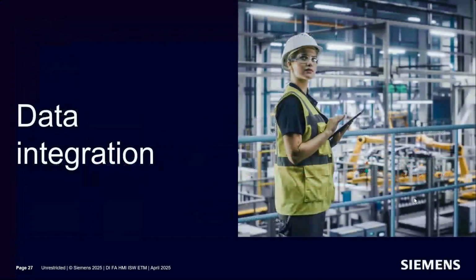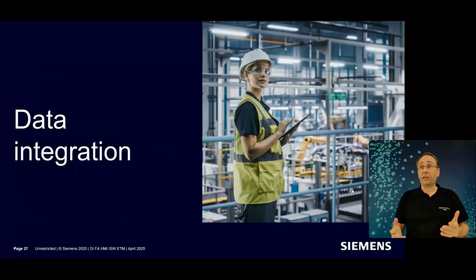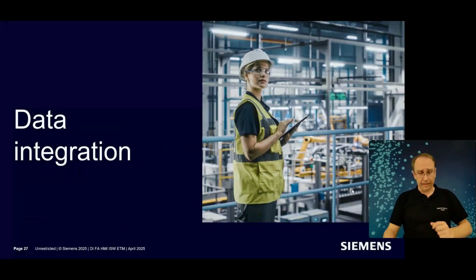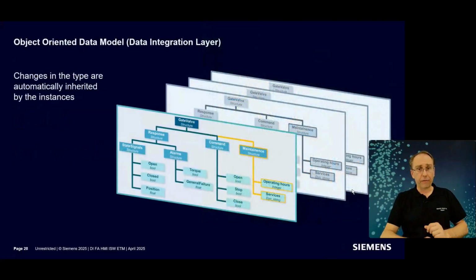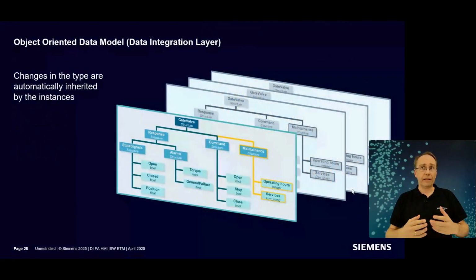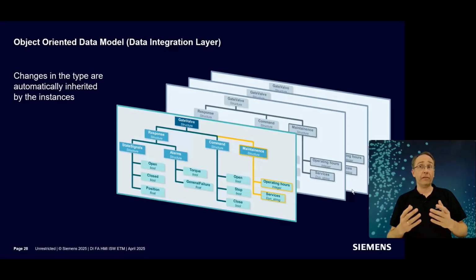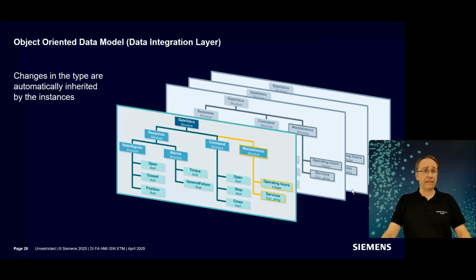Then we now take a look at data integration, because now we clarified how we can get to the data. And then, of course, we now clarify how we can keep the data internally and in a way where we can select the structure of our data. In WinCC OA, you have an object-oriented data model. The object-oriented data model means that you first create a type instance, which is a tree-like structure. So you make a model of a real device.